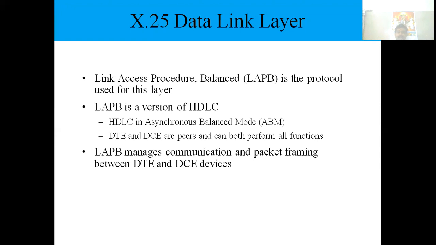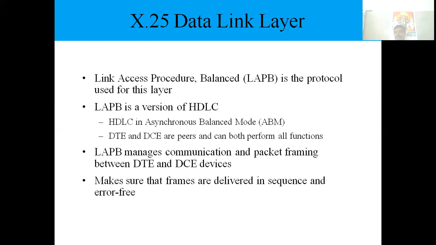So what is the function of the Link Access Procedure Balanced protocol? It will manage the communication and packet framing between the DTE and DCE. It will make sure that the frames are delivered in sequence and error free. It will be using a sliding window of 8 or 128 frames.